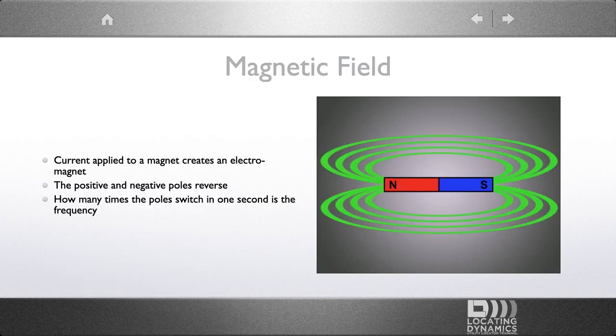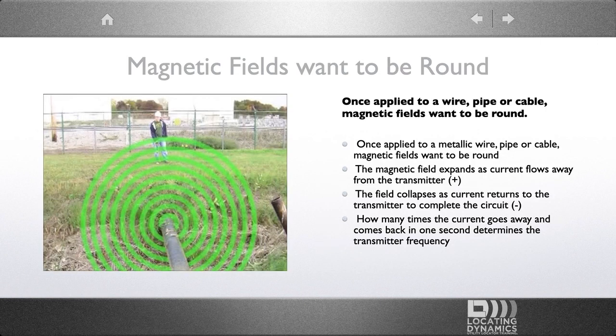Current that's been applied to a magnet creates an electromagnet. The positive and negative poles switch and reverse. However many times those poles reverse in 1 second equals the frequency. Once applied to a wire, pipe, or cable, magnetic fields want to be round. The magnetic field expands as current flows away from the transmitter, and the field collapses as it returns back to the transmitter to complete the circuit. However many times that field expands and contracts equals the frequency.